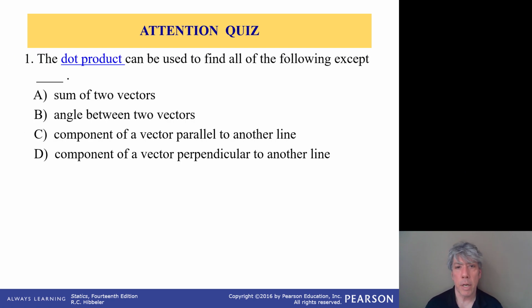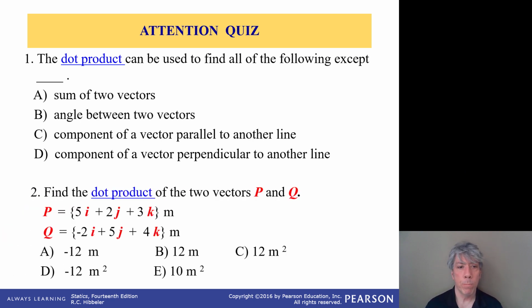Question 1, the dot product can be used to find all of the following except. Well, let's see, A, sum of two vectors. Not sure. How about B, the angle between two vectors? Yes, definitely. We've done that already. C, the components of a vector parallel to another line? Absolutely, we did that too. D, component of a vector perpendicular to another line? Yes, we did all of those. So A would be the one that doesn't work. To find the sum of two vectors, all you do is just add the components. So summing vectors is like addition, whereas dot products are like multiplication.